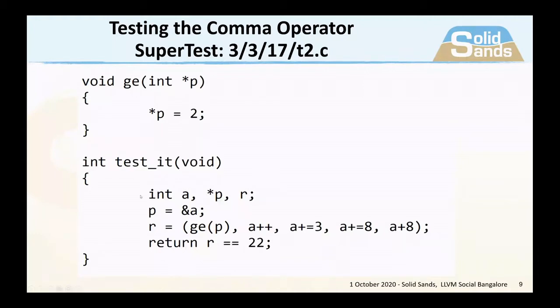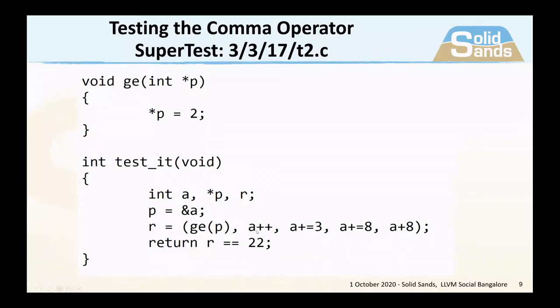Here we have the test function where we define an integer a, an integer pointer p, and another integer r, which will store the result. Then we set p to be the address of a, so p becomes an alias of a. And then here we have the comma expression that we will be testing. So first we feed p to this function here, which sets the value of p to 2, which means that now also a is set to 2.